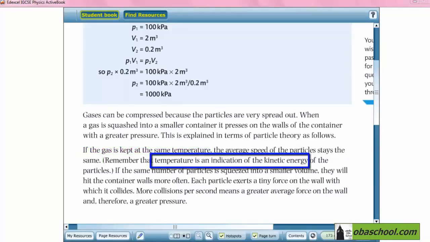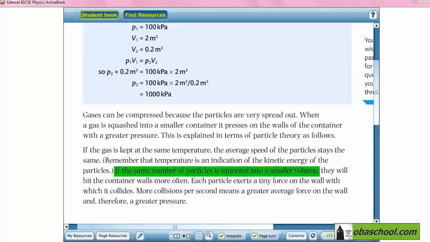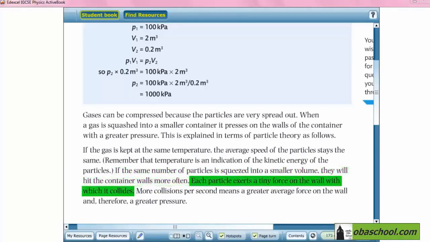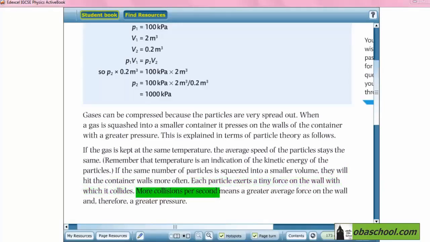Remember, temperature is an indication of the kinetic energy. So if the same number of particles is squeezed into a smaller volume, they will hit the container walls more often. Each particle exerts a tiny force on the wall with which it collides. More collisions per second means greater average force on the wall and therefore a greater pressure.